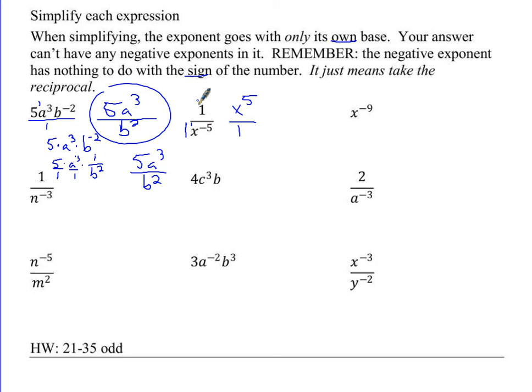Basically, if you see a negative exponent in the numerator, it goes to the denominator. If you see a negative exponent in the denominator, it goes to the numerator. You're never going to have nothing when you move something. There's always going to be a 1 left over. How about x to the negative 9th power? One over x to the 9th is correct.